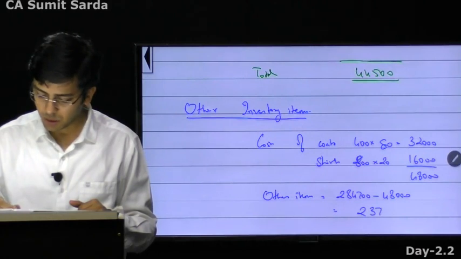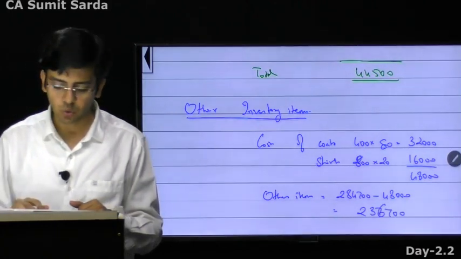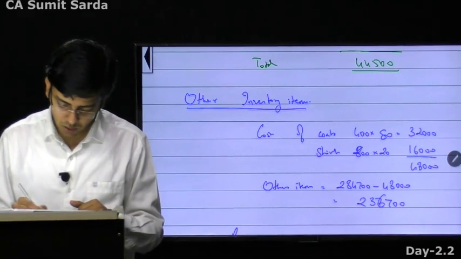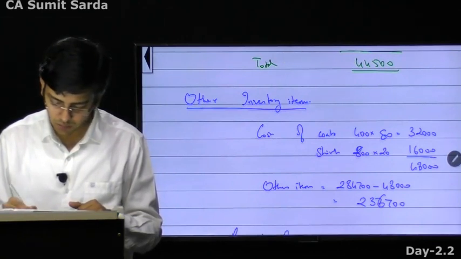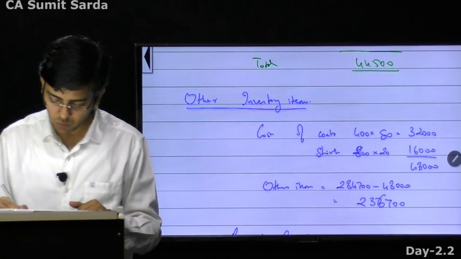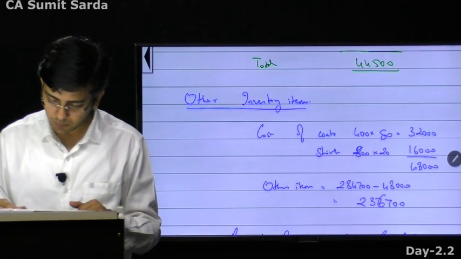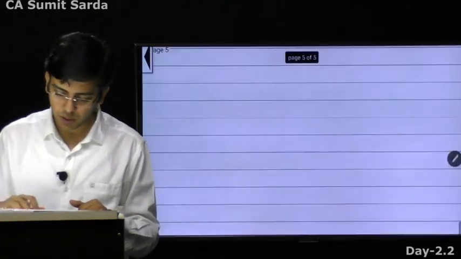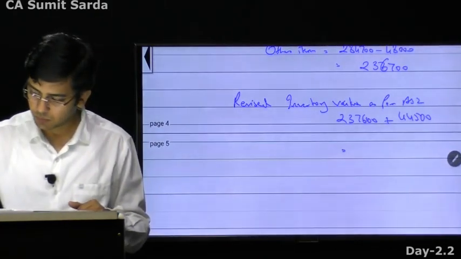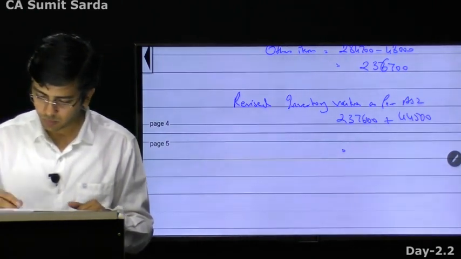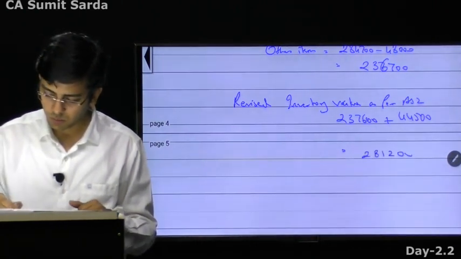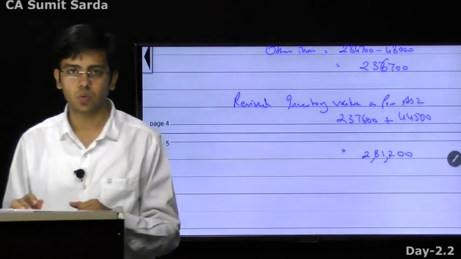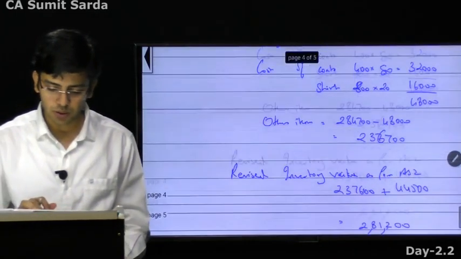Now they will continue to be measured at cost because no data is given. So we can now say that the revised inventory value as per AS 2 will be 237,600 plus 44,500, the value of the inventory that we have found out. So that makes it 281,200.